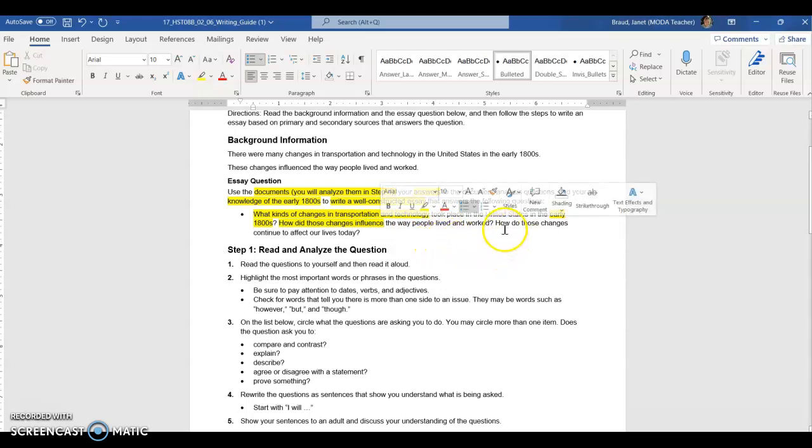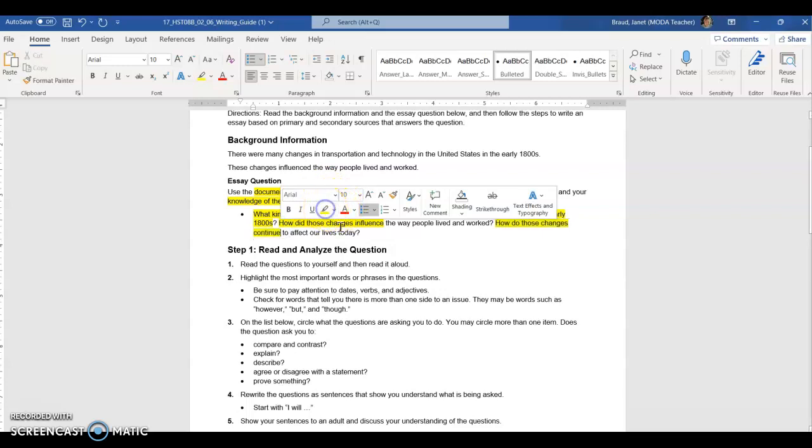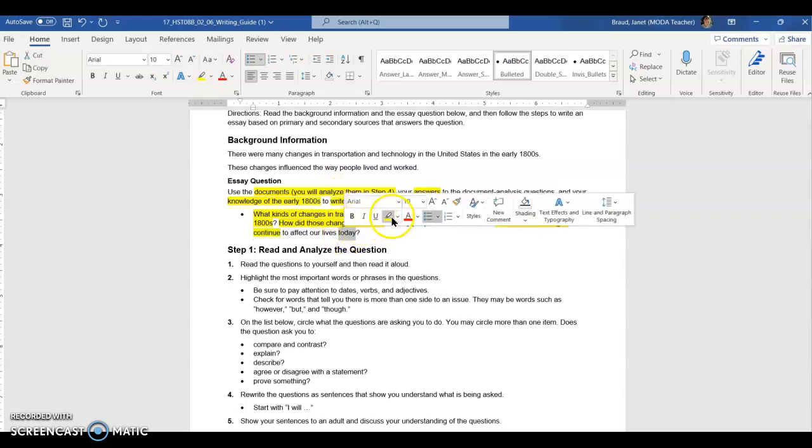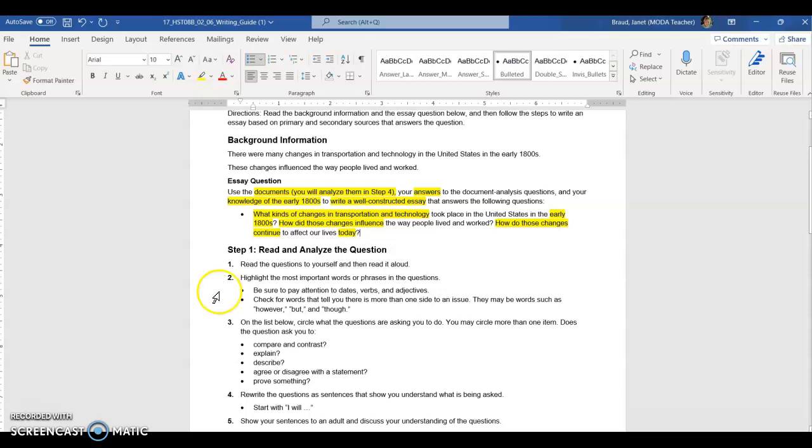Next, how do those changes continue to affect our lives today? So it's talking about changes continuing to affect our lives today. Whereas up here, it's how they lived and worked in the past. Okay, so we did step 1 where we read and highlighted the questions to ourselves and read it aloud. We did step 2 on this part to highlight the most important words or phrases in the question.